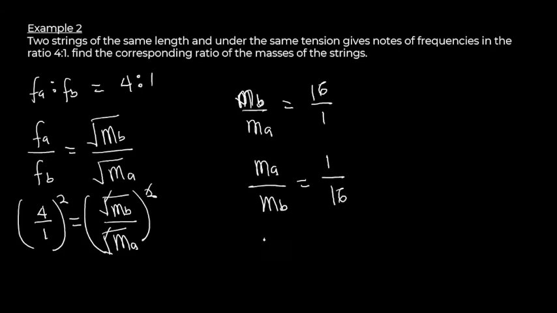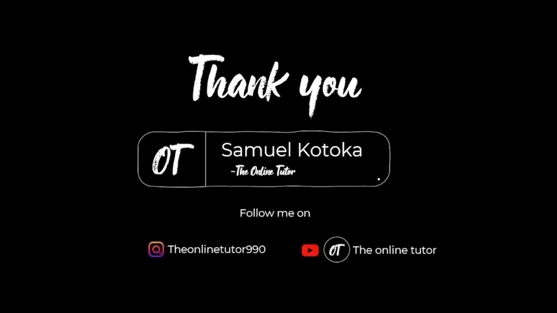This implies that the ratio of Ma to Mb is 1 is to 16. This implies that the corresponding ratio of the masses of the strings, that is the mass of string A and the mass of string B, is 1 is to 16. So this brings us to the end of today's tutorial.